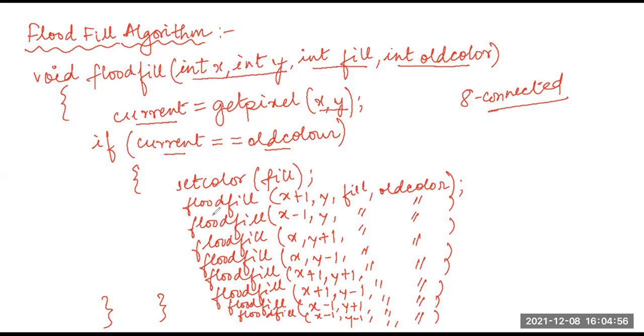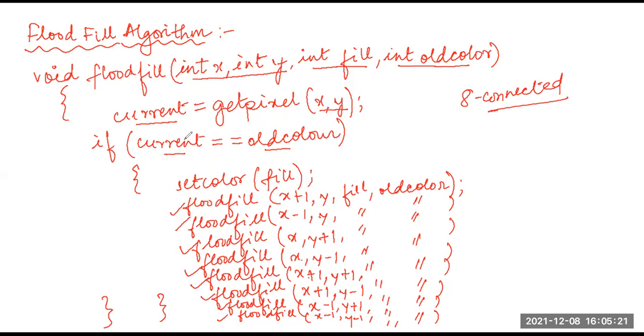And likewise, I will again call this algorithm recursively 8 times with my neighboring pixels. x plus 1, y; x minus 1, y; x, y plus 1; x, y minus 1; x plus 1, y plus 1; x plus 1, y minus 1. One line I have missed over here.